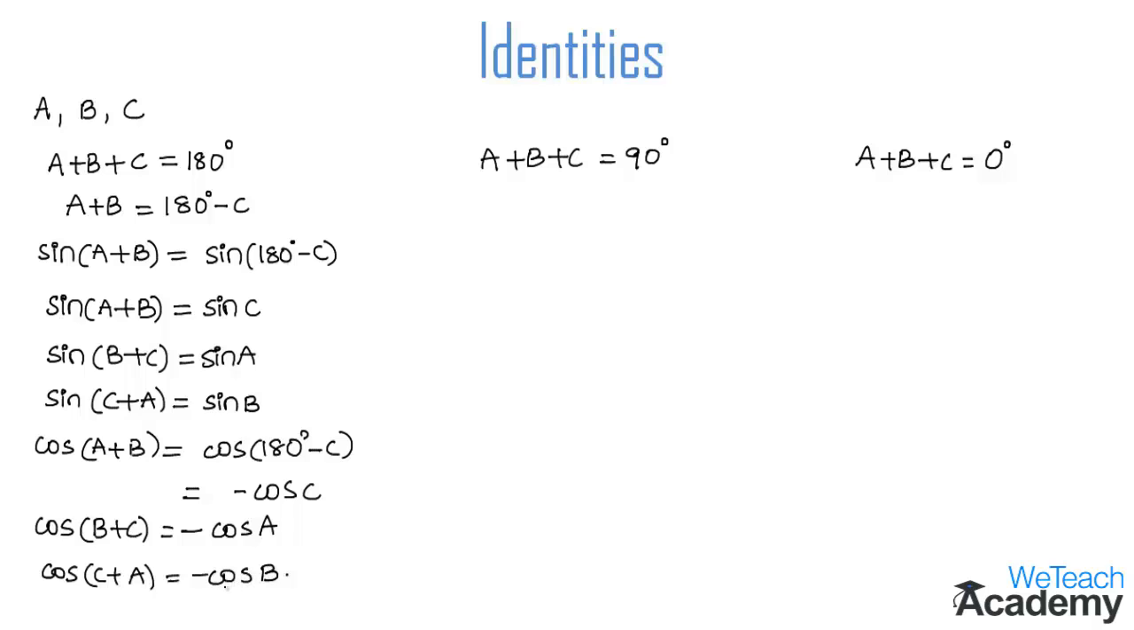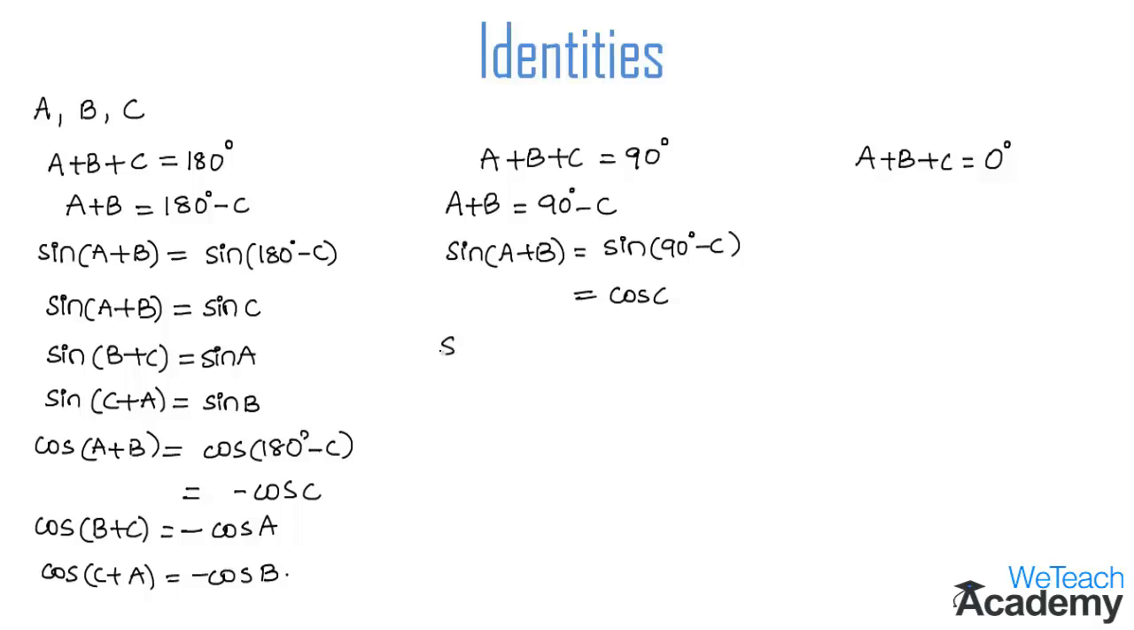And now let us come to the next condition, which is a plus b plus c is equal to 90 degrees. So by transferring c to the right hand side, we get a plus b is equal to 90 degrees minus c, and then applying sine, we get sine of a plus b is equal to sine of 90 degrees minus c, which is in the form of sine 90 minus theta, which is equal to cos theta. So here we get cos c as the value of sine of a plus b. This means that we can replace the value of sine of a plus b with cos c.